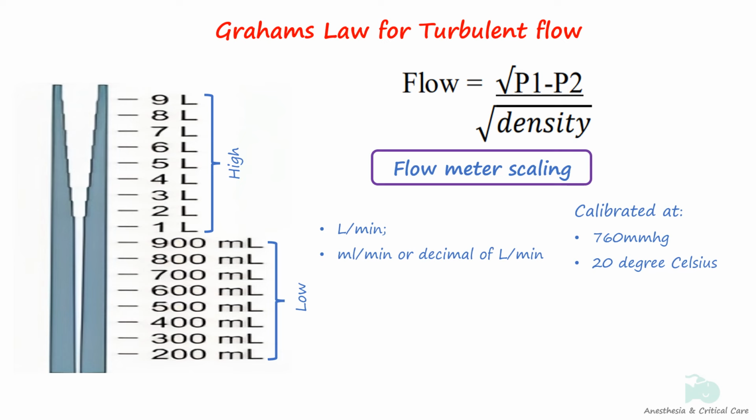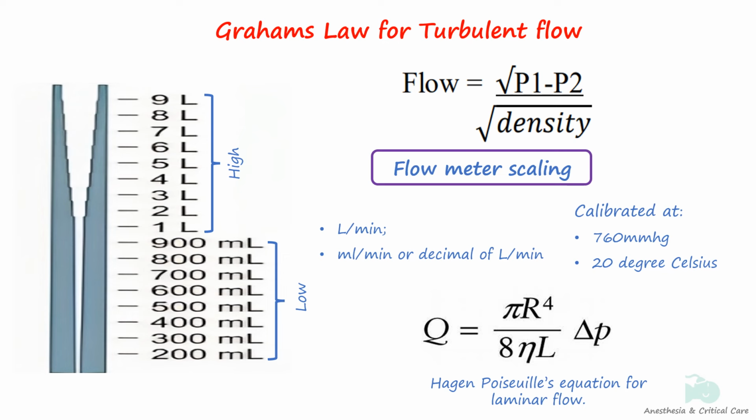At low flow rate, when the flow is laminar, Hagen-Poiseuille's law applies, where flow is directly proportional to the pressure difference between the two ends of the tube. As flow changes from laminar to turbulent within the flowmeter, the flow becomes proportional to the square root of pressure, and hence the graduations on the flowmeters are not uniform.